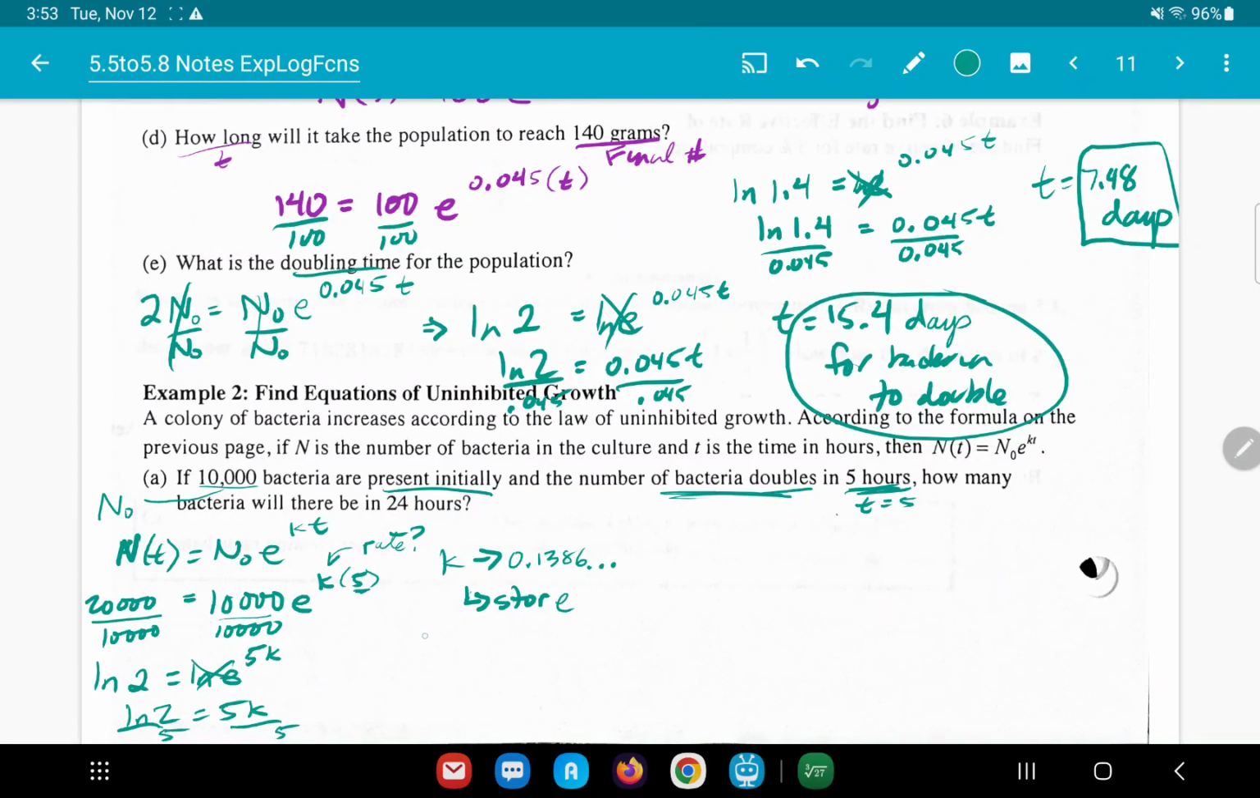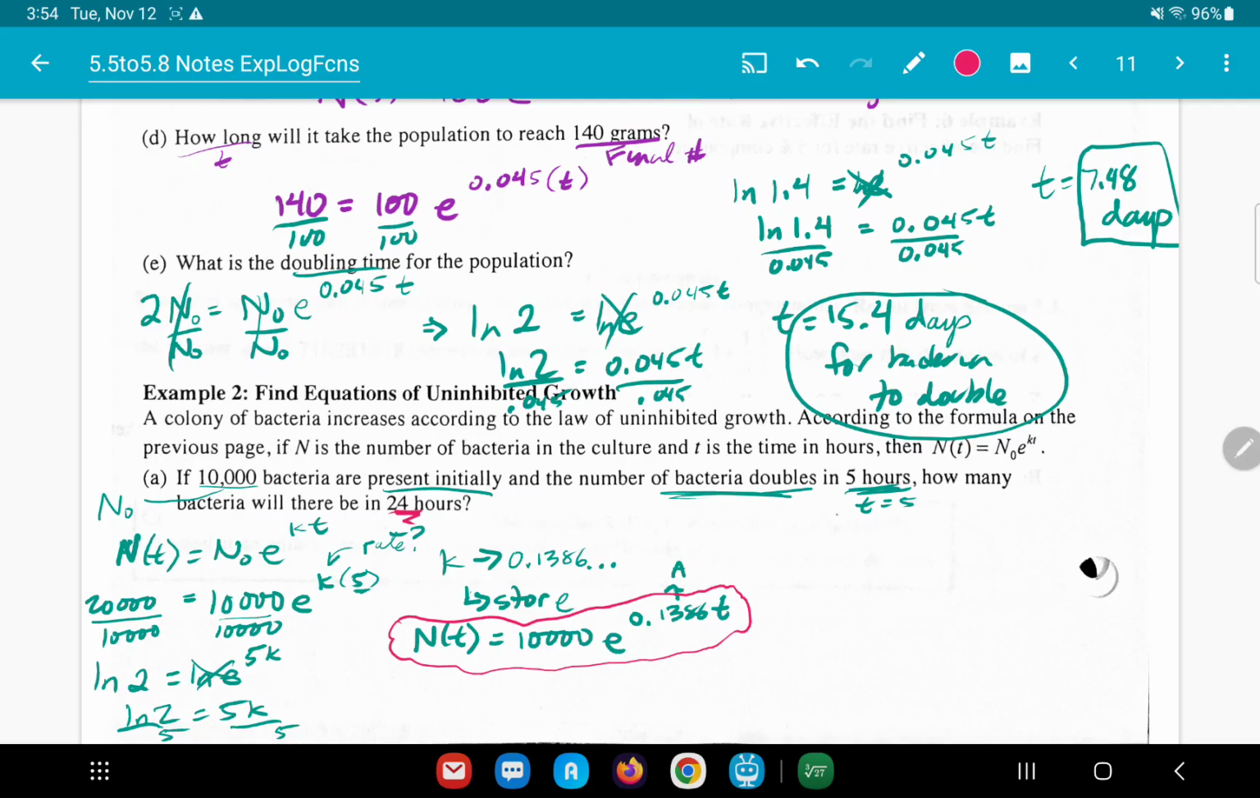At this point, my formula has now become n of t is equal to, I had an initial population of 10,000, e to the 0.1386, but keep in mind that I stored this value. Maybe store it as a or x or whatever variable you use. And then we have also a times t. So that's our basic formula. Let's pretend that we kind of outline this formula here.